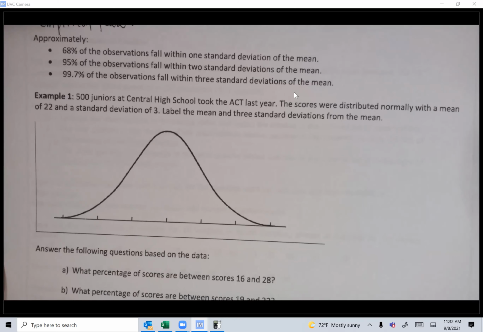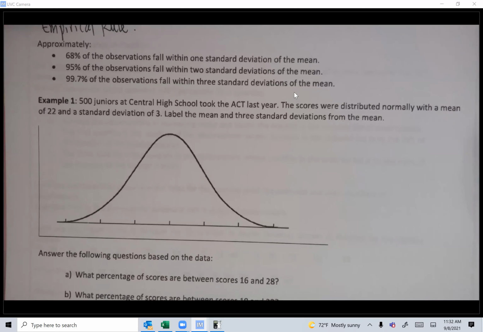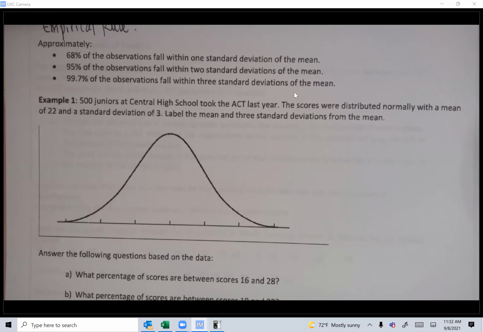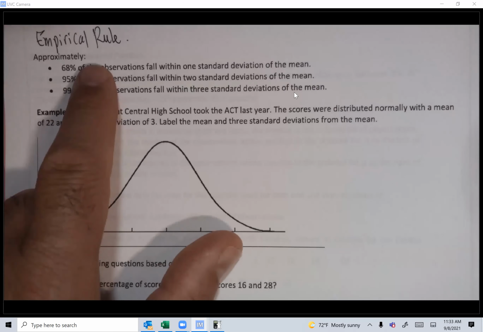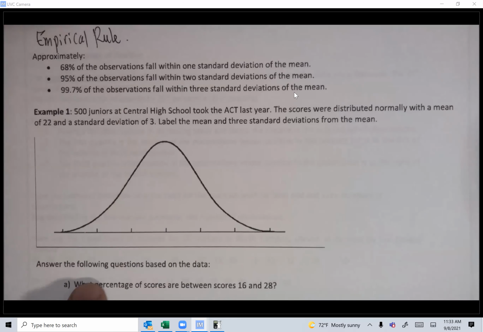The first percentage is within 1 standard deviation. Within, guys, means above and below. It could be above and it could be below. 95% of the observations fall within 2 standard deviations of the mean, 2 above and 2 below. Okay, so let's look at this example. This is what we call the empirical rule. But the empirical rule requires that the data must be bell-shaped. If the data is not bell-shaped, the empirical rule does not work. Only in bell-shaped, symmetric data.